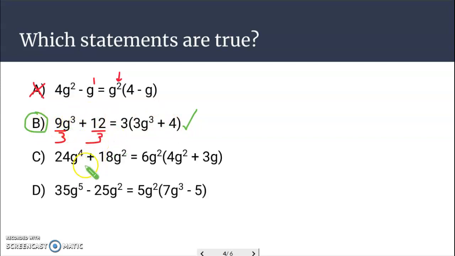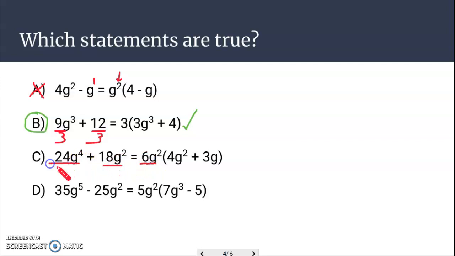Now let's check C. We have a 24, and we have an 18. The largest number that divides evenly into both is 6. So that part is correct. We have a g squared and a g to the 4th. The lowest exponent is g squared, right here. So our GCF is correct.